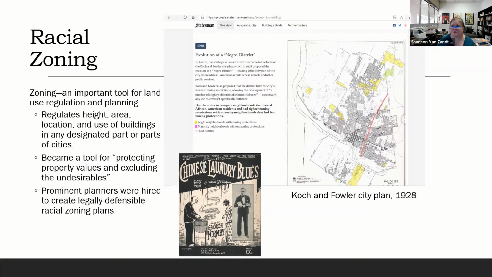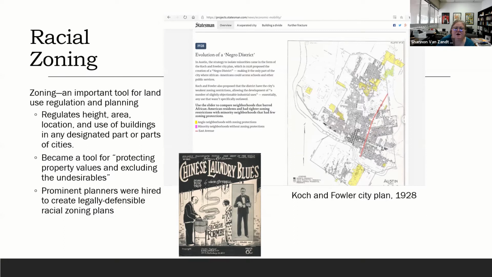The first zoning was racial against Chinese laundries, interestingly enough. Laundries had been allowed to be in neighborhoods, but the residents didn't like the fumes associated with them. And so they wanted to exclude that land use, which had a disproportionate impact on the Chinese owners of those laundries. Later, we see explicitly racial zoning in cities.